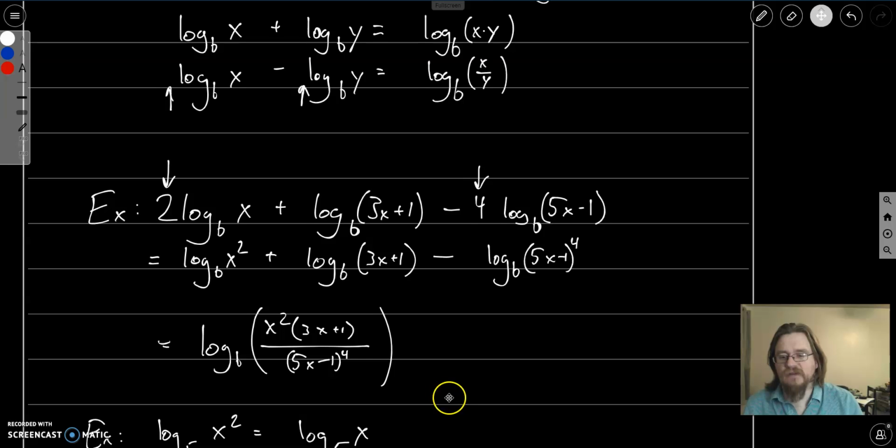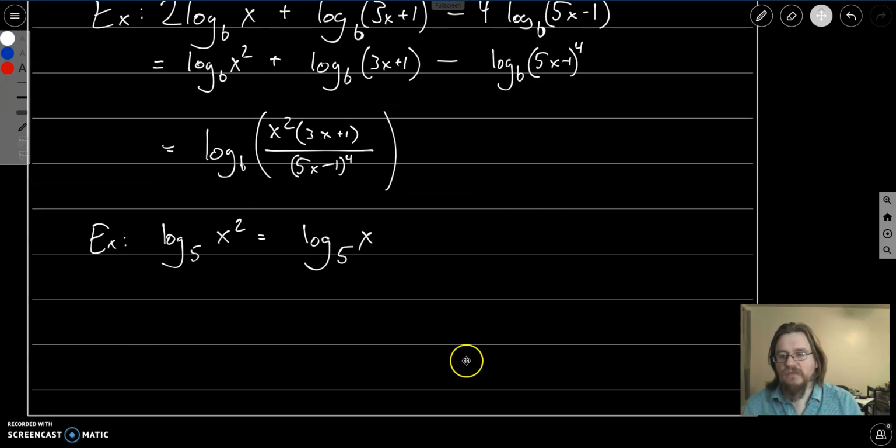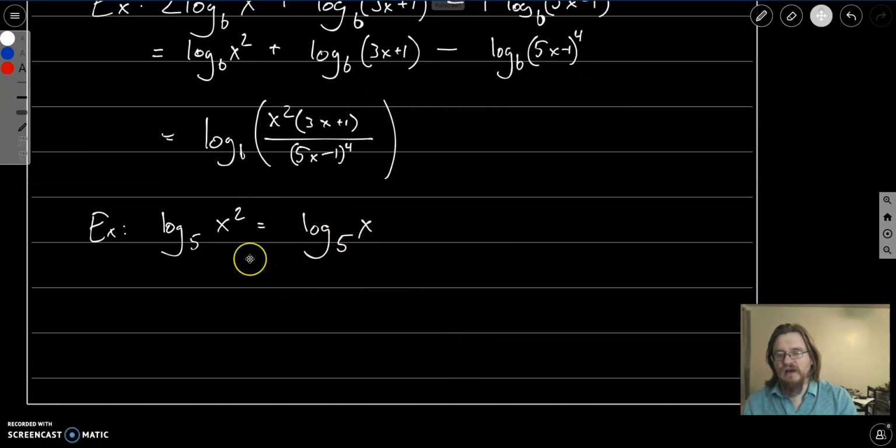So let's look at this equation right here. We've got log base 5 of x squared is equal to log base 5 of x. And there are multiple ways of doing this one, and I want to show you multiple ways to get this.